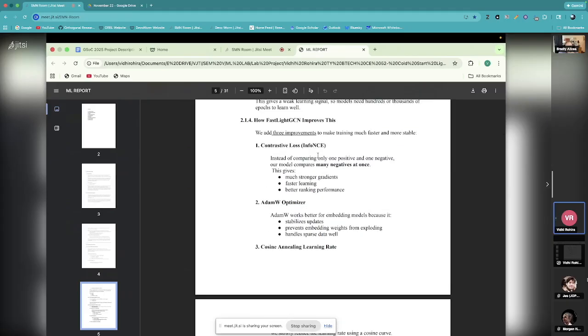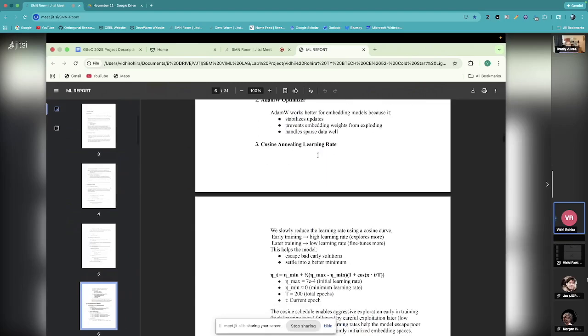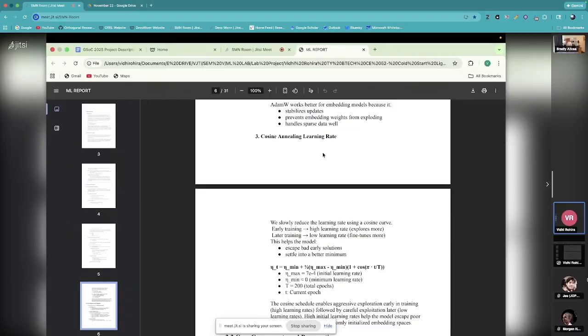We also know what is not supposed to get recommended to the user. So even if there's something random happening, we can avoid the negatives in that. And then we use the cosine annealing learning rate. So it's as simple as understanding how vector dot products work.